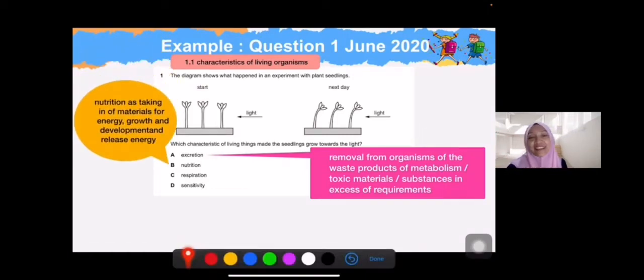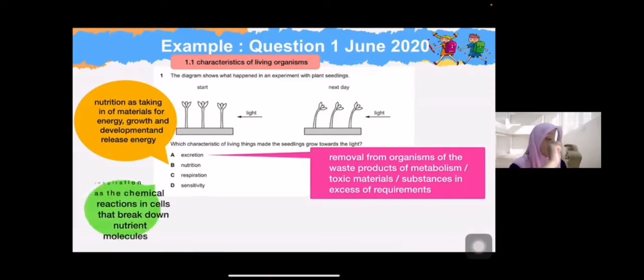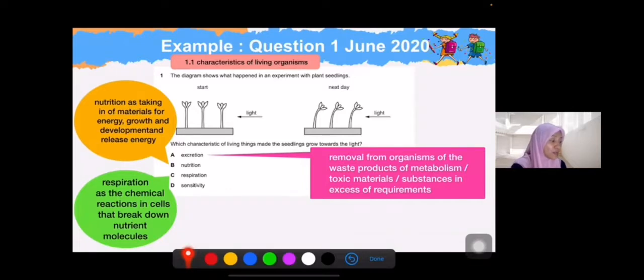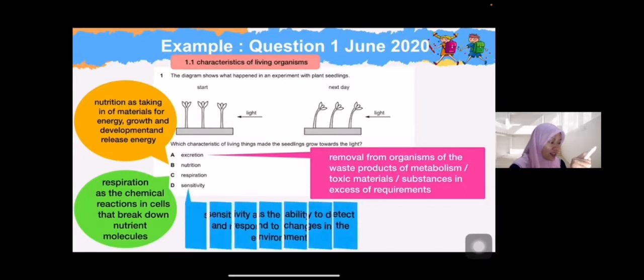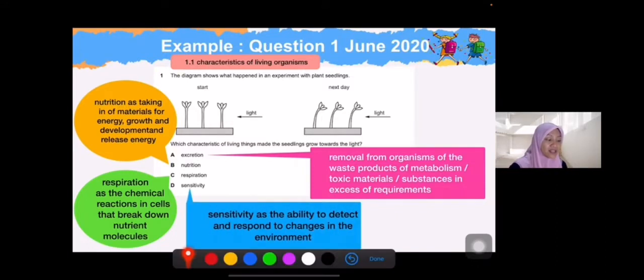The definition for nutrition: nutrition is the taking in of materials for energy, growth and development. Next, respiration. Respiration is the chemical reactions in cells that break down nutrient molecules and release energy. And lastly is sensitivity. Sensitivity is the ability to detect and respond to changes in the environment.